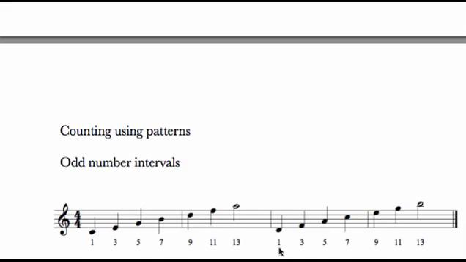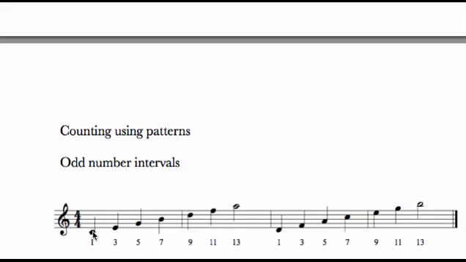And similarly, if we went only on the spaces, they would be all odd number intervals. So if you're going from this note to this note, rather than count every one of those pitches, just simply count the spaces. 1, 3, 1, 3, 5, 1, 3, 5, 7. So it becomes a little bit quicker that way, yes?